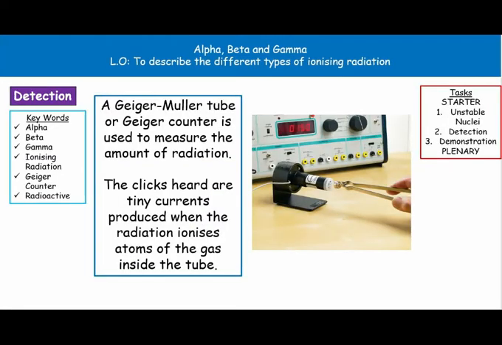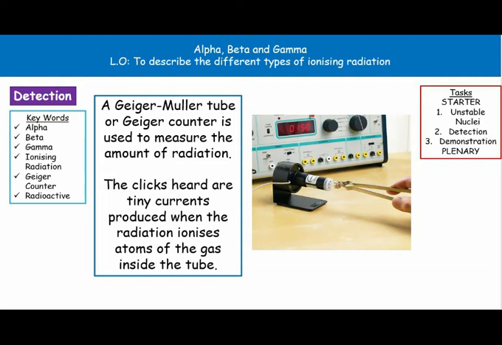So we've established the fact that these different types of radiation exist. But what we actually need to be able to do in order to be aware of them is have some way to measure the amount of radiation present. And the way we do this is by using a device called a Geiger-Müller tube or a Geiger counter. And the picture there just shows you what this would look like.